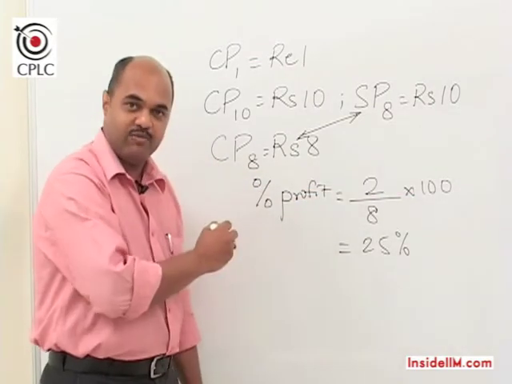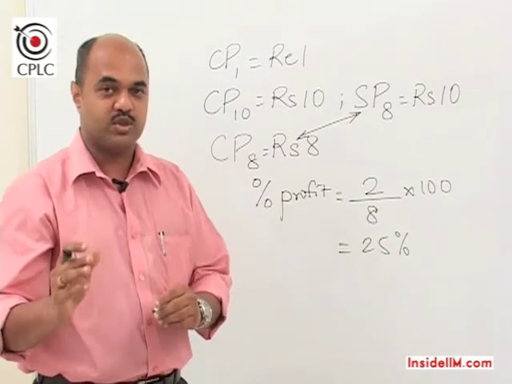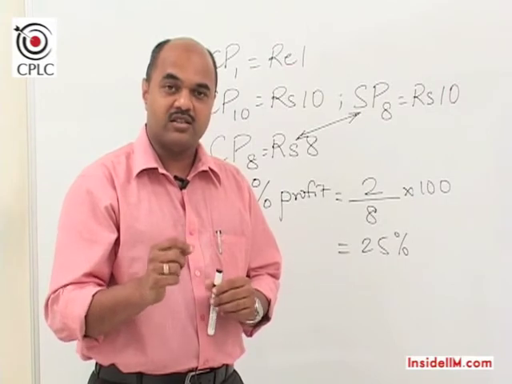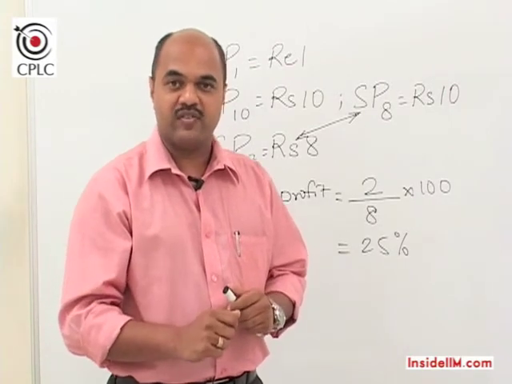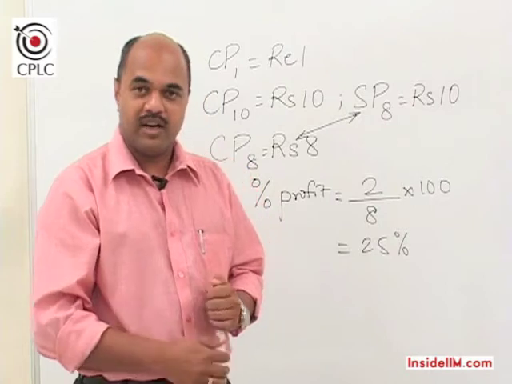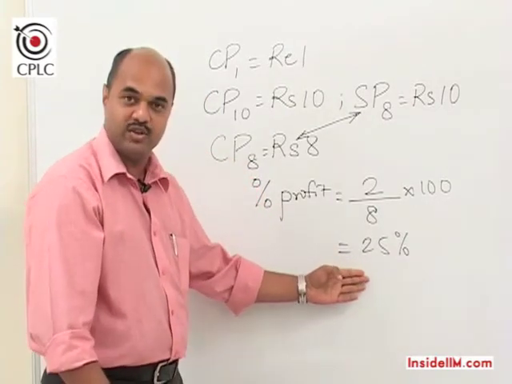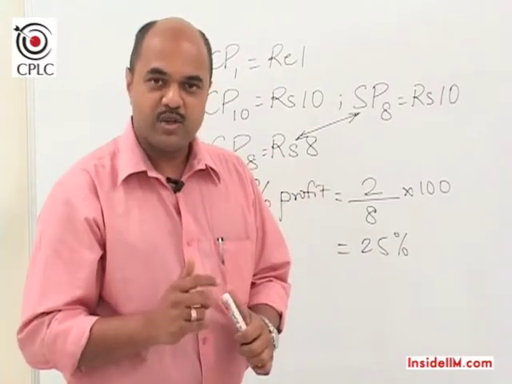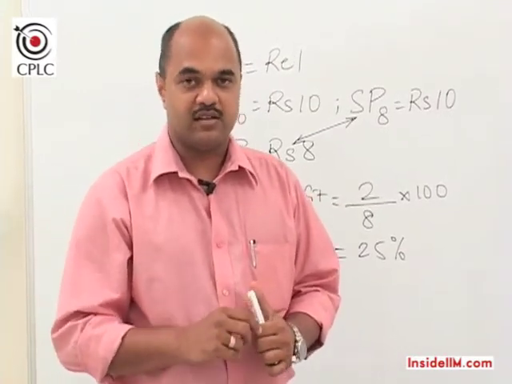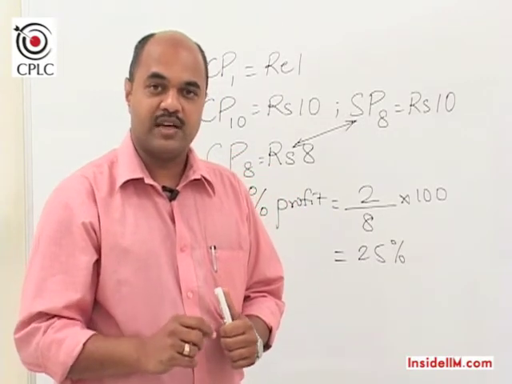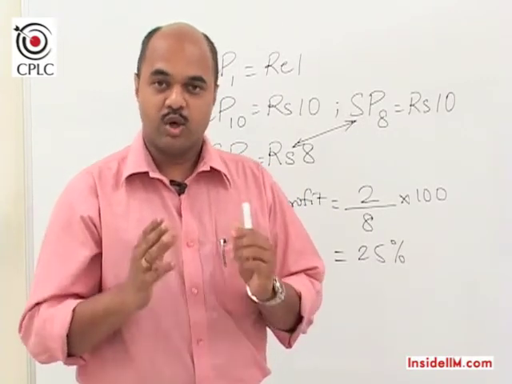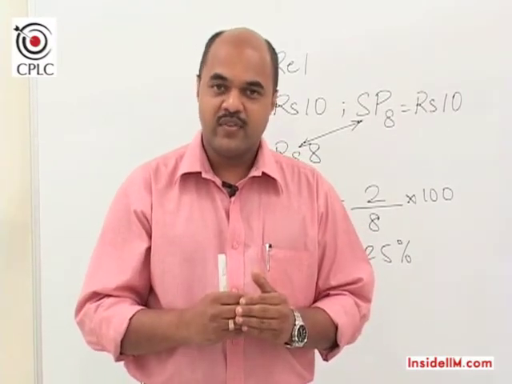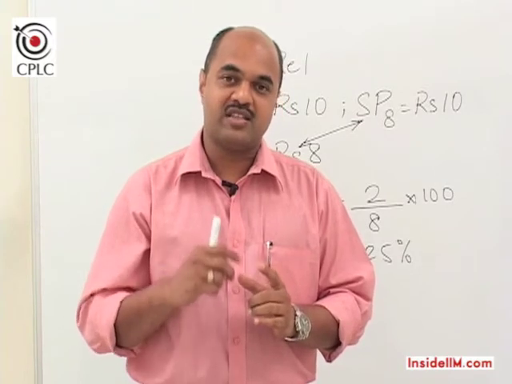So in this type where cost price of 10 is equal to selling price of 8, the shortcut would be number of articles gained divided by number of articles sold multiplied by 100, which would give me the same value, in this case 25%. Now let's reverse the situation. Suppose I say cost price of 8 articles is equal to selling price of 10 articles.